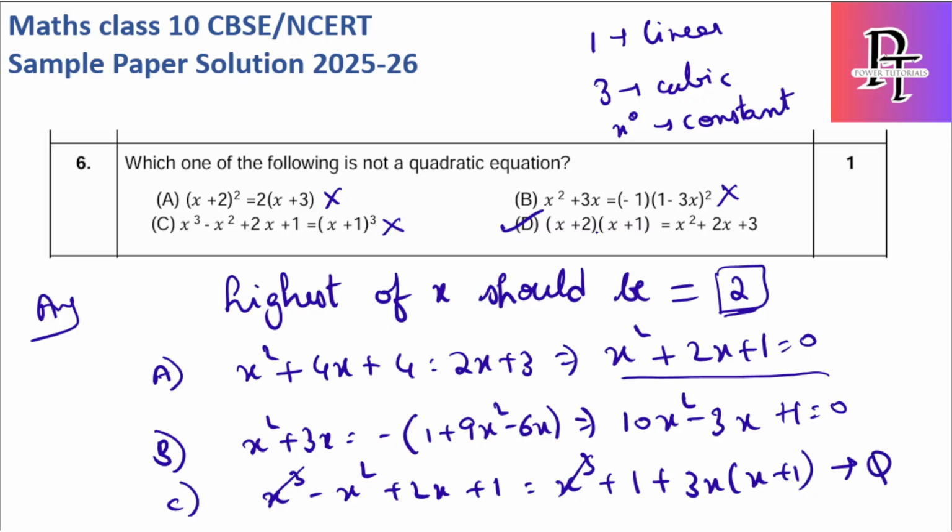The last one, if you notice, there will be an x square term here, and here also one x square term is there, so both the x squares will get cancelled out, so it will be a linear equation.